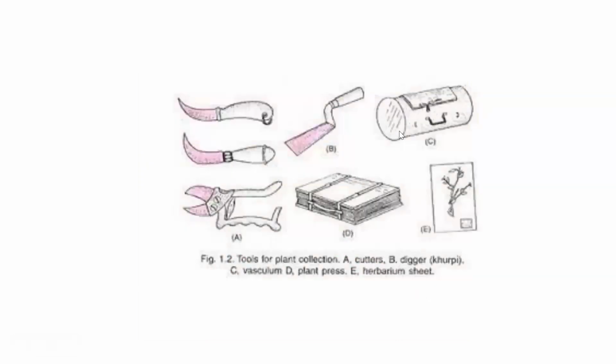Okay, so these are the instruments which you require for herbarium. This is known as vasculum. It is a box. You will collect the plant and keep it in this box so that the plant does not get spoiled. Then you will come home, and this is the press. You put it in the press and press it. First you poison with mercury chloride. After pressing, you stick it on paper with all its information.